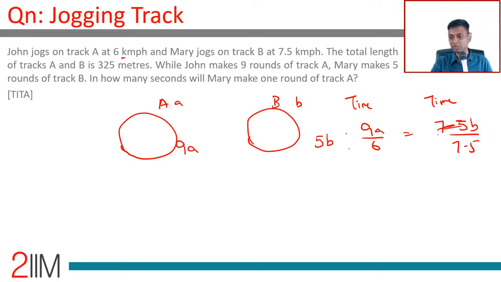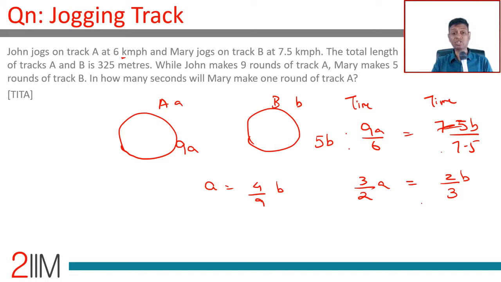So the time taken for John should be equal to time taken for Mary. Distance by speed equals distance by speed. 9A by 6 is 3 by 2 A. 5B by 7.5 is 2 by 3 B. 3 by 2 A equals 2 by 3 B, or A equals 4 by 9 B. A is 4/9 of B.